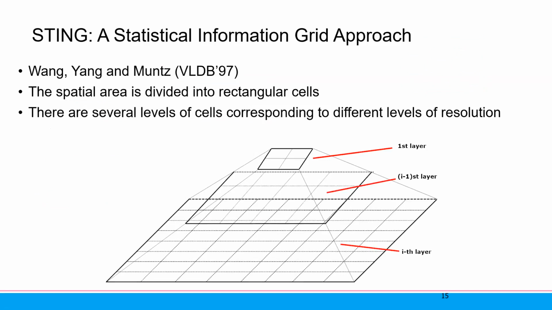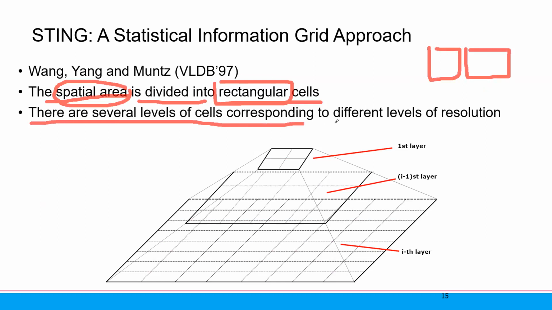STING is a statistical information grid approach. If you look at an area, for example Seoul, the big city, you can separate it into gu, like Mapo-gu, Gangnam-gu or something. So the idea is the same as that. We have the spatial area. We are going to divide it into rectangular cells. A city can be distinguished with districts like gu, but in this setup, we want to divide it into rectangles. We just want to make a kind of rectangular grid like this.